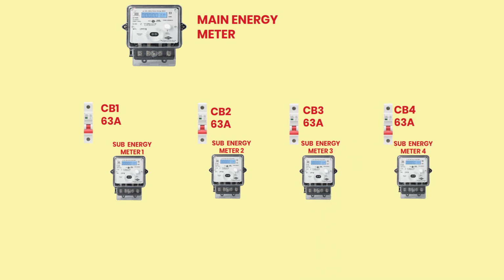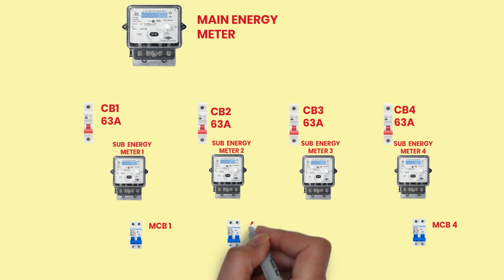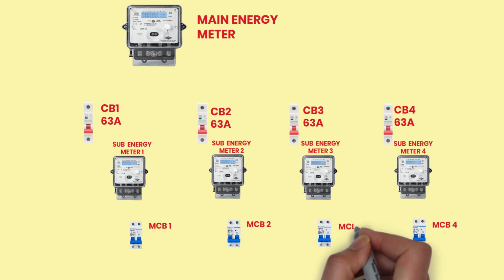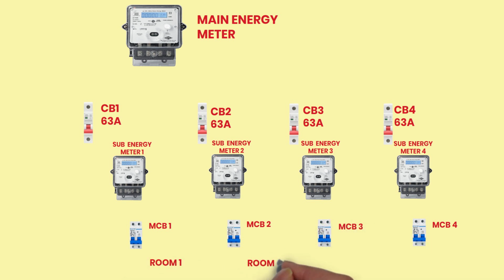First, let's look at the main components used in this setup. We have one main energy meter, 4 sub-energy meters, 4 63-amp circuit breakers, labeled CB1 to CB4, and 4 miniature circuit breakers, labeled MCB1 to MCB4. Each sub-meter will supply power to a separate room, Room 1, Room 2, Room 3, and Room 4.